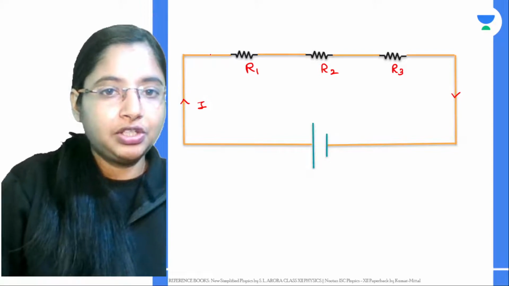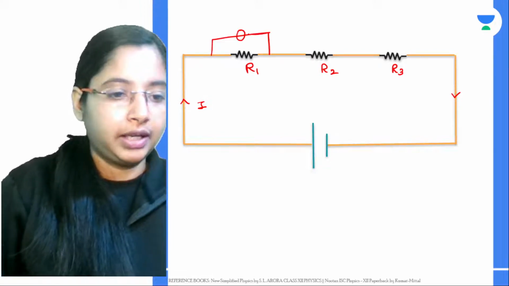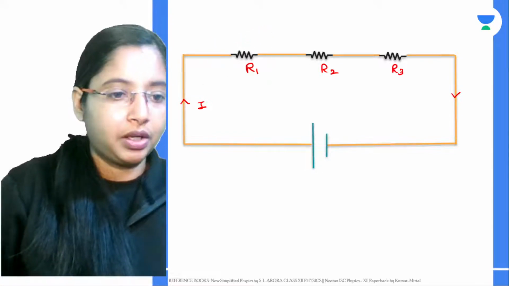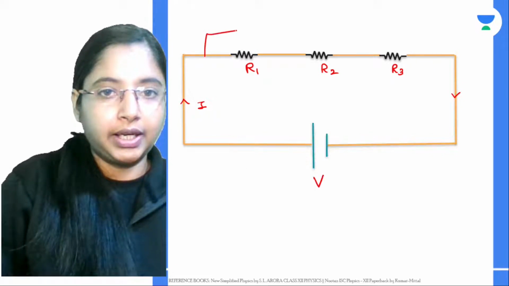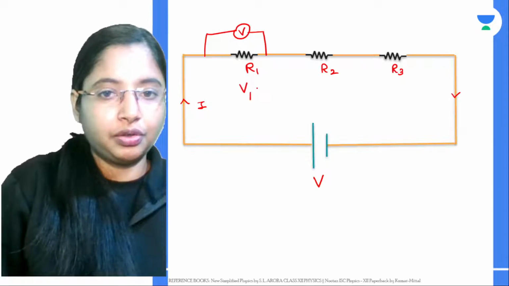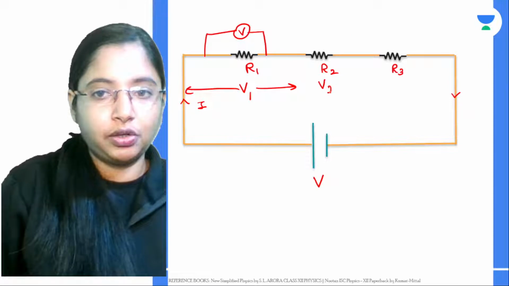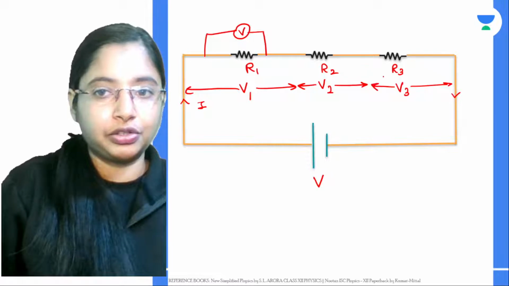Now the potential difference, if you connect a voltmeter across each of these resistors, you will get a different potential drop. Let's say this is voltage V. Let's say you connect a voltmeter here. This voltmeter will read a potential of V1. Across this one, if you connect a voltmeter, it will read a potential of V2. And across this, it will read a potential of V3.